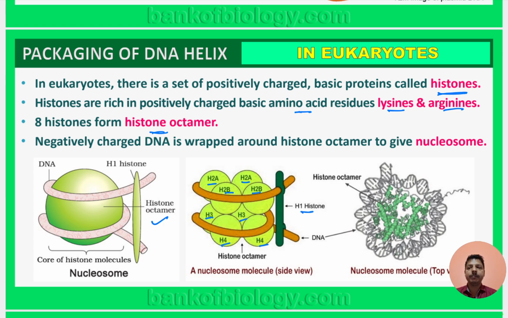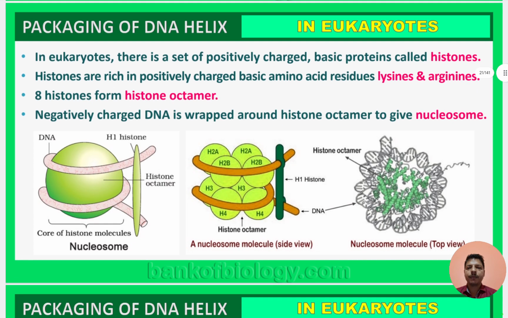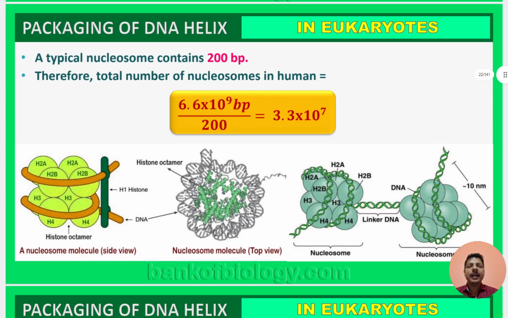Here H1 is there. Negatively charged DNA is wrapped around the histone octamer to give a nucleosome. So here is the structure of the nucleosome, the side view and the top view. Then a typical nucleosome contains 200 base pairs. Therefore, the total number of nucleosomes in a human cell is about 3.3 into 10 to the power 7. This is the total number of nucleosomes present. Here are the diagrams, as you can see.